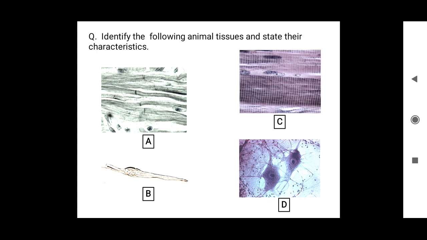And lastly, these are the nervous tissue. You can see the many processes, axon and the dendrites in this tissue.